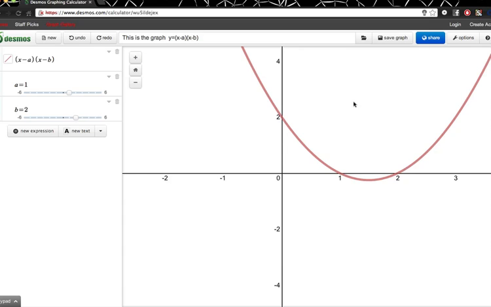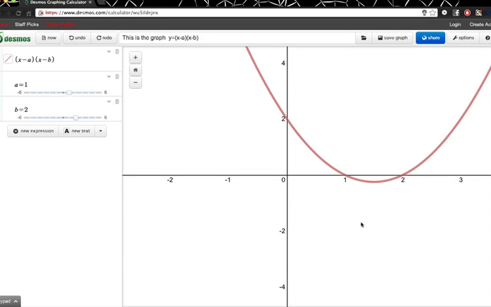Now the other thing about these is that if we go back to the graph, x minus 1 times x minus 2, you'll notice that when x is 0, this factor is minus 1, and this factor becomes minus 2. The product gives you 2. That's where the graph crosses the y-axis.